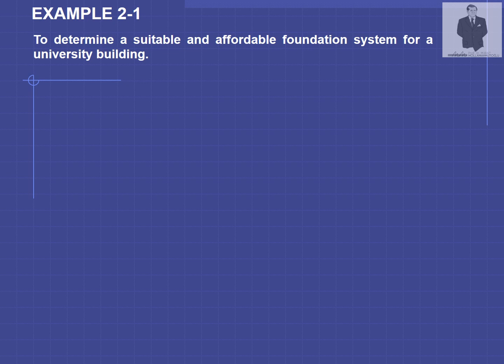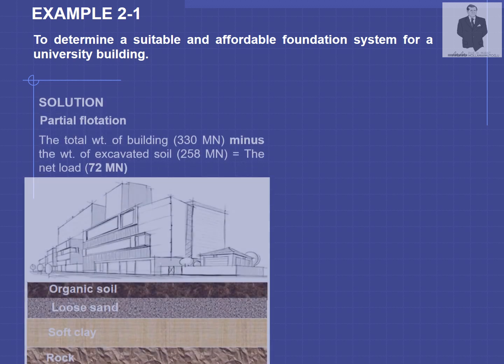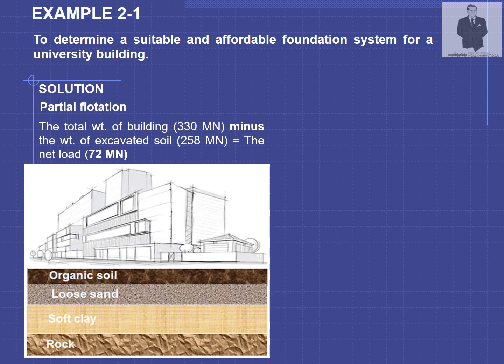These examples and the next one are for the second category, that is to say, using soil as a foundation. The purpose of the project was to provide a suitable and affordable foundation system for a university building. And the solution was the partial flotation technique. Now, before defining what partial flotation is, let me give you some information about the project.